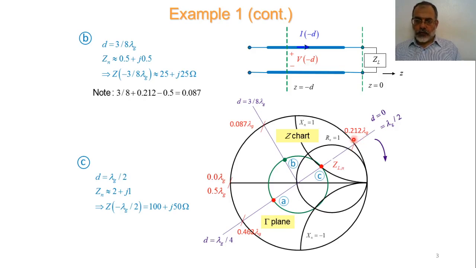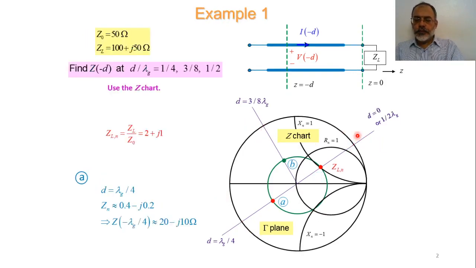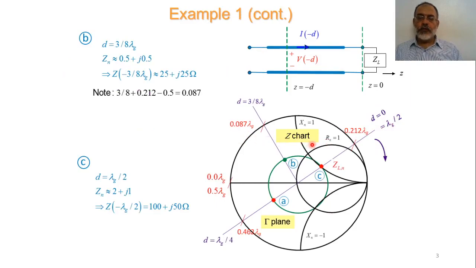So, for example, 3 over 8 is 0.25 plus 0.125, which is 0.375 lambda guide. So if we add 0.375 to 0.212, it would be 0.587, which is greater than 0.5. So we subtract 0.5, and the remaining part would be 0.087. So after adding 0.375, we are moving to the point 0.587, which is effectively 0.5 plus 0.087. So the location in this case is at 0.087 lambda.